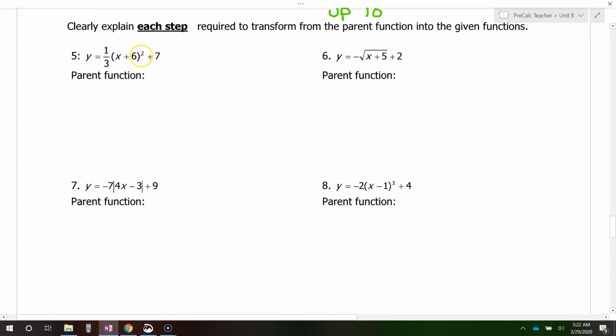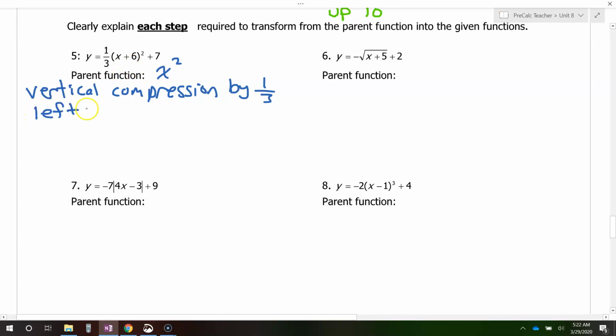So in this case, I see the squared, so the parent function is x squared. The 1/3 in the front is going to be a vertical compression by a factor of 1/3. And then the plus 6 is going to take the graph left 6. And the plus 7 on the end will move the graph up 7.